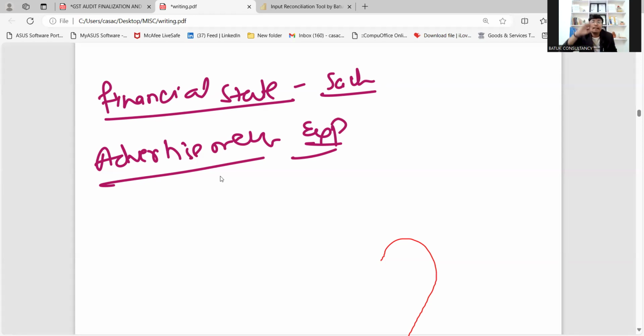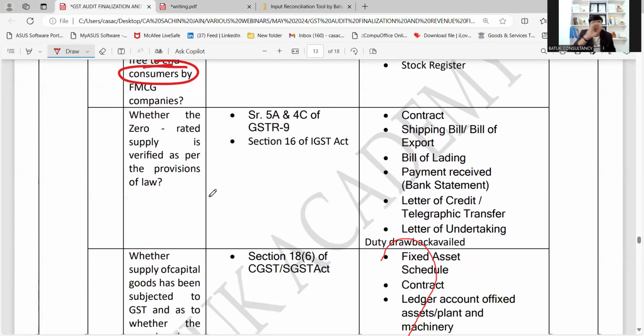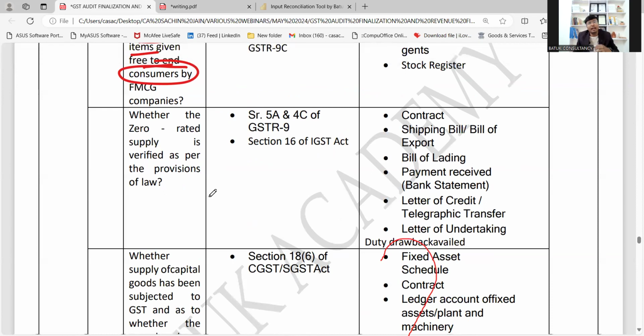But if there is any sales promotion related expenditure, any advertisement related expenditure, in that case you will not be eligible to claim the input tax credit because the same is blocked. Okay, so we just need to check the financial statement from that perspective as well while doing the business audit. I suppose this point you all will check. And you are already checking whether the zero rated supply is verified as per the provision of law. You just need to check that if there is a zero rated supply, this is as per the provision of law or not.